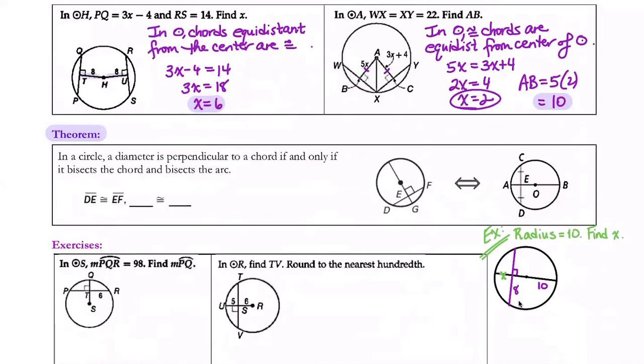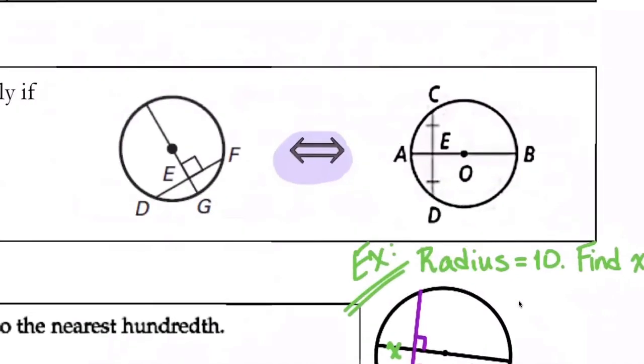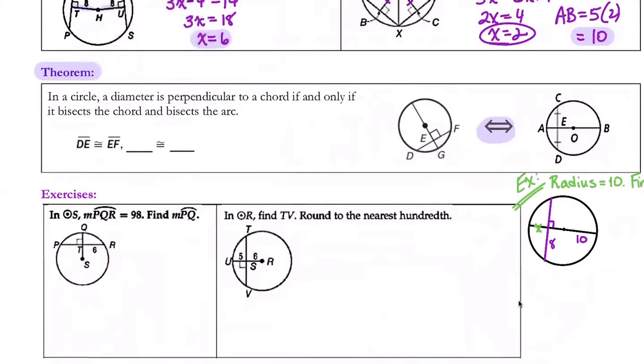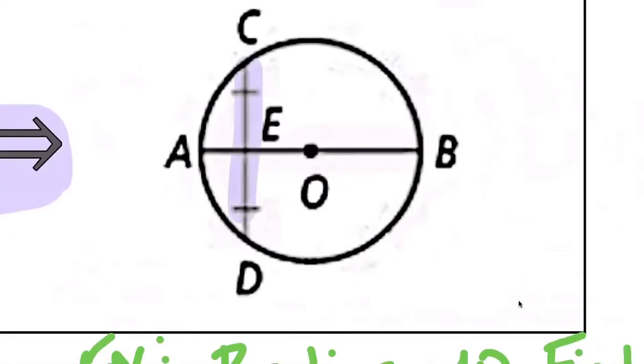Okay, next theorem. In a circle, a diameter is perpendicular to a chord if and only if it bisects the chord and bisects the arc. So in this circle, if that's a right angle, we're looking at this diameter and that chord. A diameter is perpendicular to a chord if and only if the chord is being bisected, and we also should have an arc that's being bisected. So that would be this arc right here, being cut into two congruent arcs.